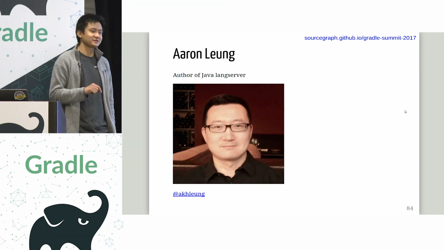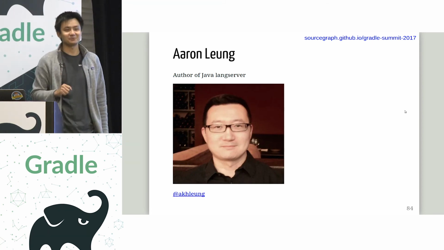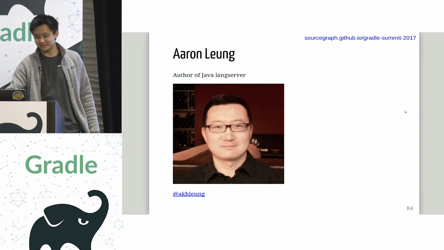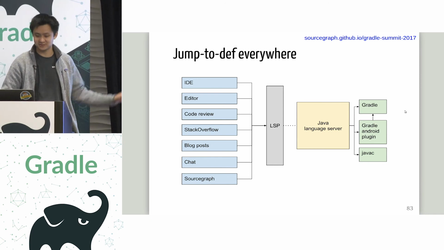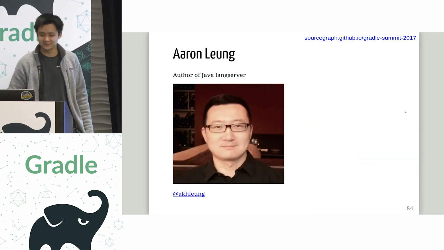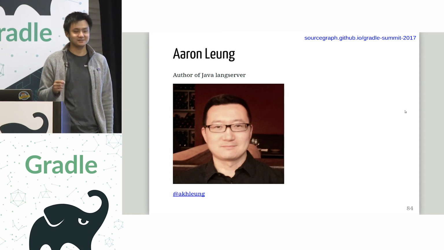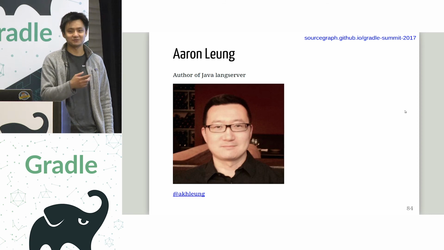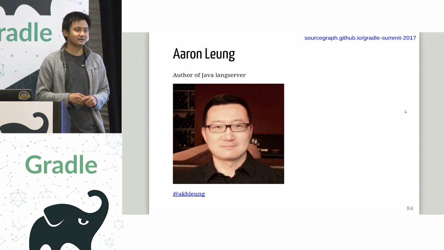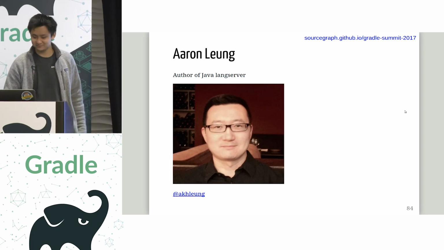So I want to pause here and give a quick shout out to Aaron Leung, who's sitting in the back over there, because Aaron is actually the author of our Java language server. I actually did very little of the work. I just wrote the part that has to do with Gradle. But he's kind of this semantic code analysis engineer extraordinaire. And if you have questions about how we do Java analysis later, you should go find him out. That's what he looks like. And that's his Twitter handle.